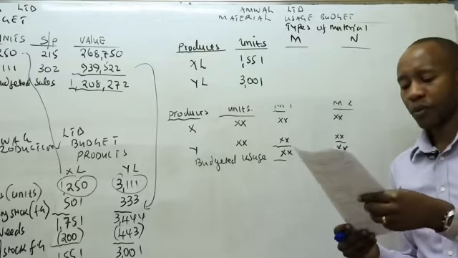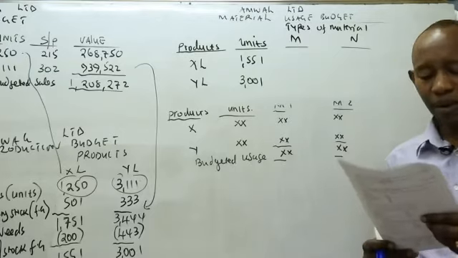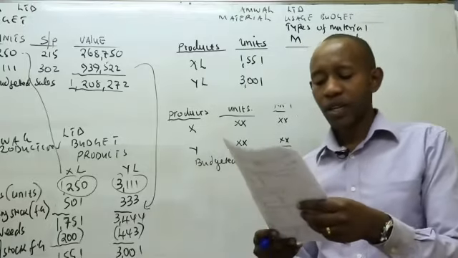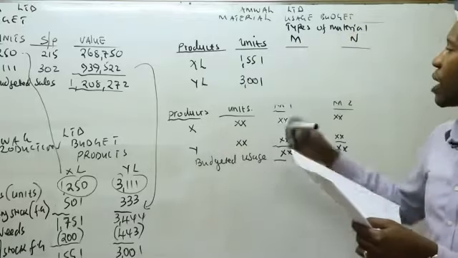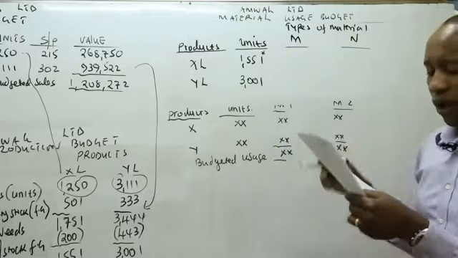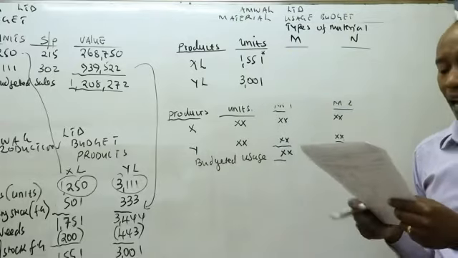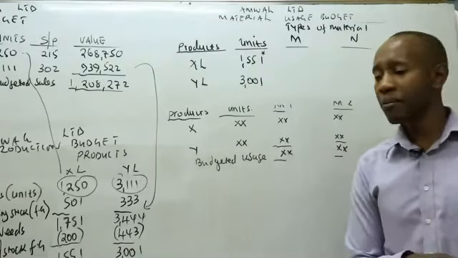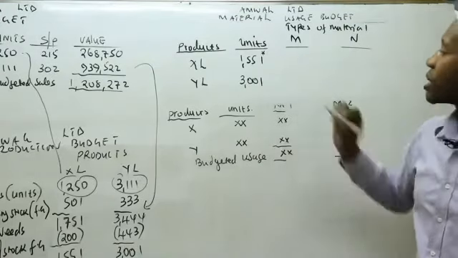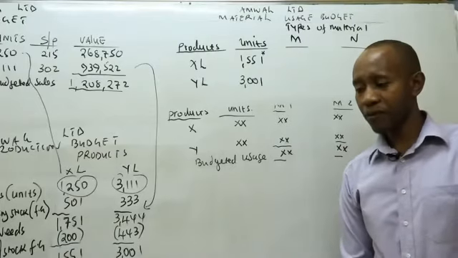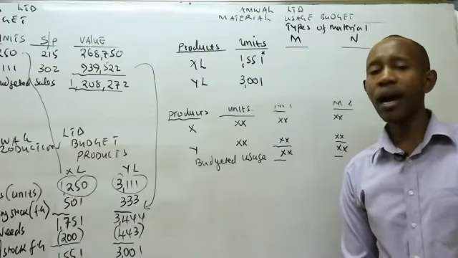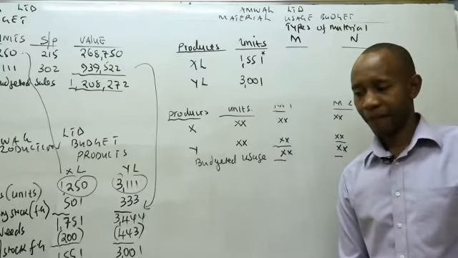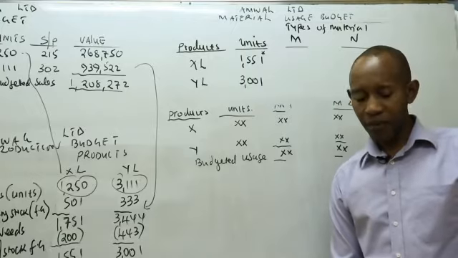Now, let me see. Note 2. We are told the budgeted materials to be used per unit. So for me to produce one unit of XL, I need 6 units of material M. So somebody tell me, what about 1551? For 1551, how many units of M will I require? You can type for me.